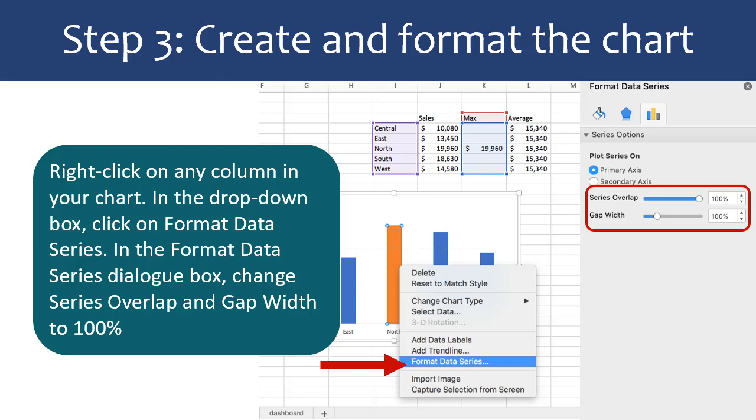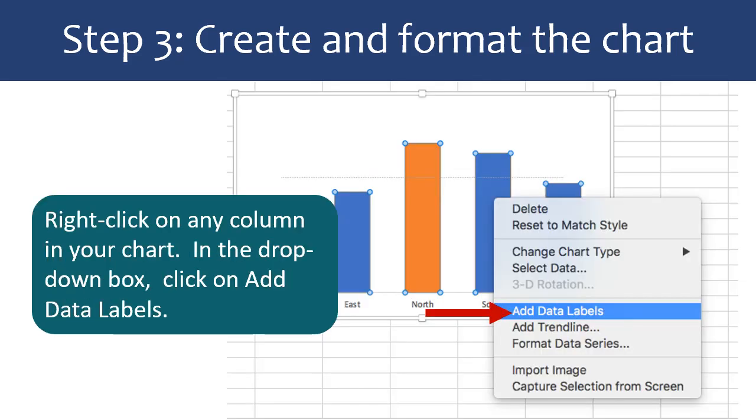Right-click on any column in your chart. In the drop-down box, click on Format Data Series. In the Format Data Series dialog box, change the series overlap and gap width to 100%. Right-click on any column in your chart. In the drop-down box, click on Add Data Labels.